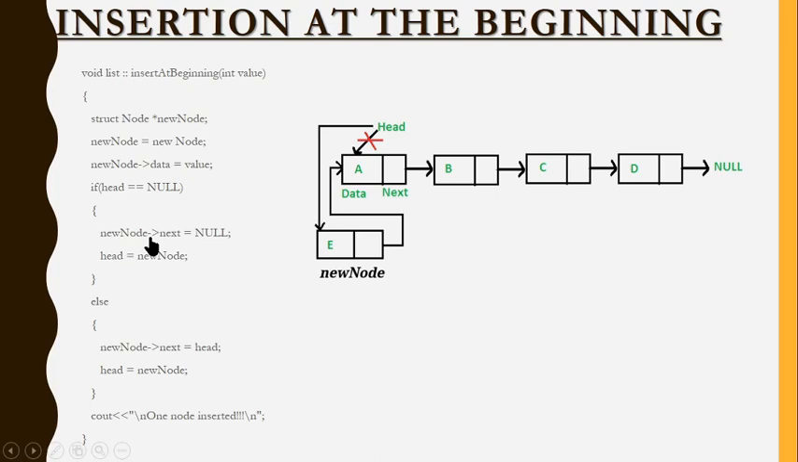So new node points to next. Remember when I say next, this area. So new node points to next equal to null. Step 1 accomplished. And next I have to make this as head. So head equal to new node. This is already named as new node. I am assigning head in that new node. So head equal to new node.